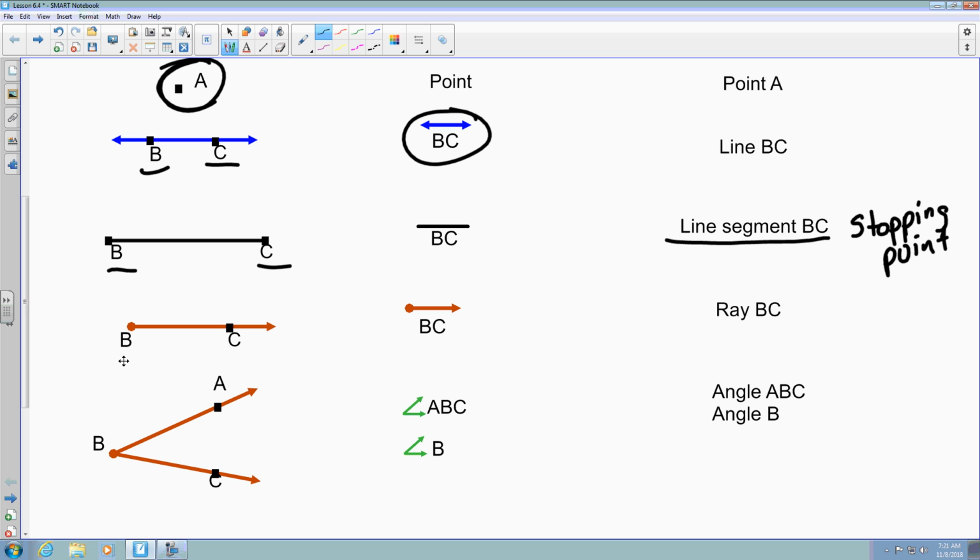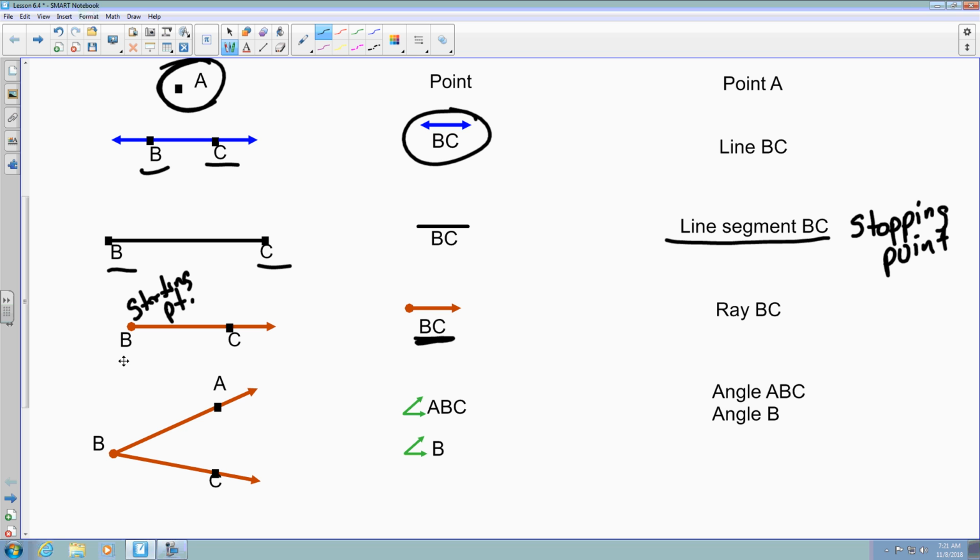Rays, on the other hand, have a starting point, which is right here, and go on forever in one direction. It can go to the right, it can go to the left, it can go up, it can go down, it can go on different angles, whatever the ray needs to go, that's where it goes. And if you notice how it's labeled, ray BC, B is the starting point, C is where it's going on to infinity in that direction, so that's how it is labeled.